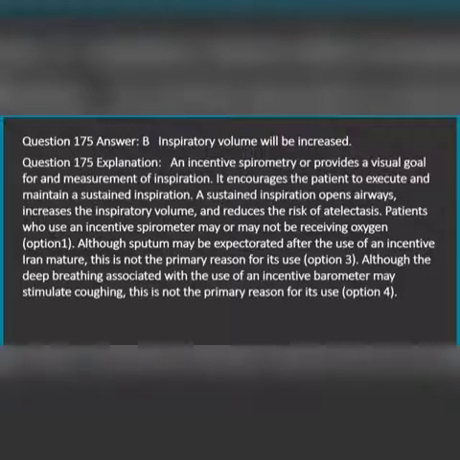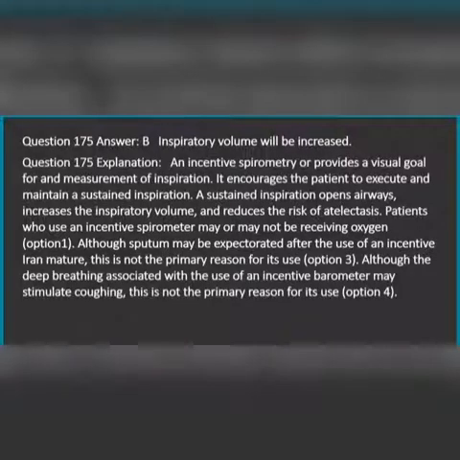Question 175. Explanation: an incentive spirometer provides a visual goal for and measurement of inspiration. It encourages the patient to execute and maintain a sustained inspiration. A sustained inspiration opens airways, increases the inspiratory volume, and reduces the risk of atelectasis. Patients who use an incentive spirometer may or may not be receiving oxygen. Option 1.